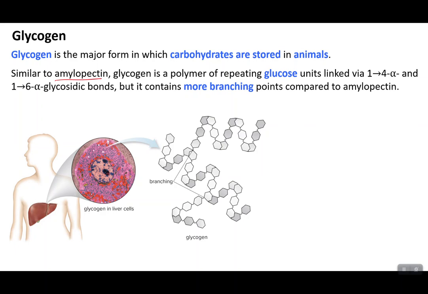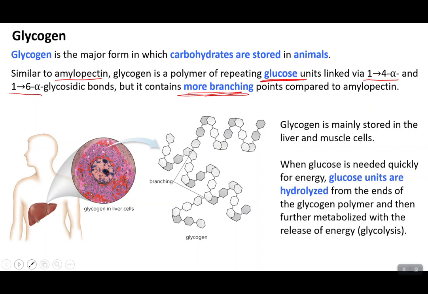Glycogen, again, is a polymer of repeating glucose units. So this is how we're going to store those glucose monosaccharides in a polymer. They're linked in the same way, 1,4 and 1,6 alpha bonds. But the difference between glycogen and amylopectin is that glycogen will just have more branching than amylopectin. But they are otherwise very similar. They're going to have that same helical structure in the backbone as shown here. This is the helical structure. And then it's going to have more branching than amylopectin.